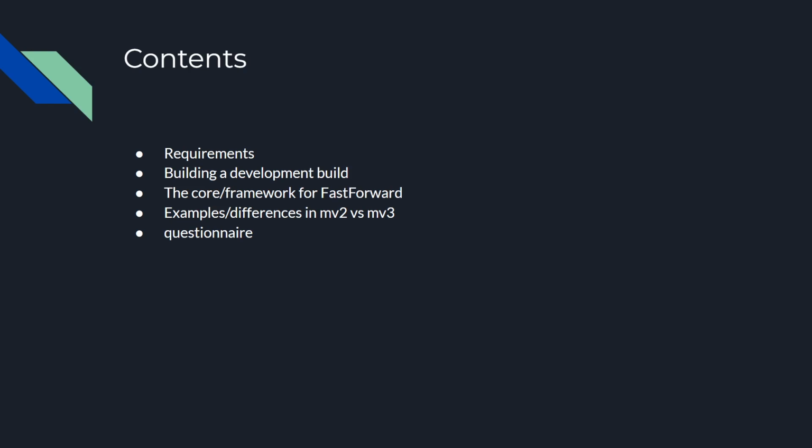I will show you quickly how to actually make a development build yourself. Then I will show what the framework / core that we rebuilt looks like. This will also give you some insight into what methods you can use to make creating the bypasses easier. I will show some differences in how the bypasses are made, for example with Linkvertise. It's quite a difference in how it's made. And after that, if there are any questions, you guys can just ask away.